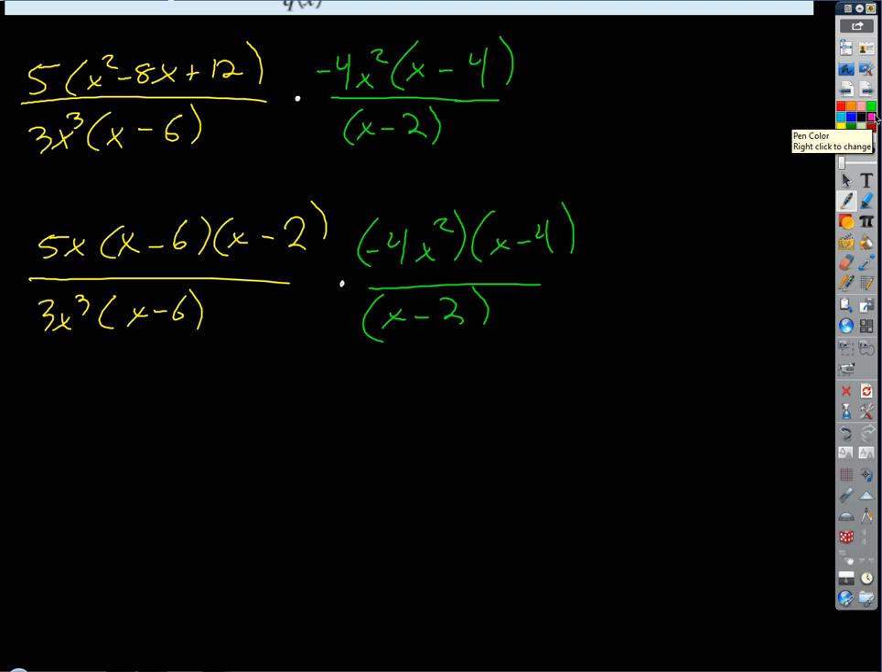0, right? Everybody agree? So we know that x cannot equal 0 because of that factor. What else? 6. X cannot equal 6 because of that factor, and 2. Everybody agree? Okay. So now we can move on, and when you multiply fractions, you multiply straight across.